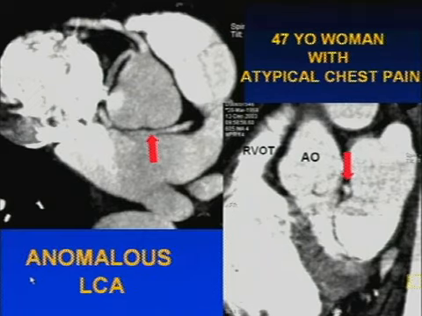Coronary angiography is also a really excellent way to look for coronary artery anomalies. This is a 47-year-old woman who came in with atypical chest pain, and what we can see is the left coronary artery is coming off the right sinus. This is the right coronary artery here. So it's coming off the right sinus. It's actually passing posteriorly between the aorta and the left atrium as it crosses to the left side of the heart.